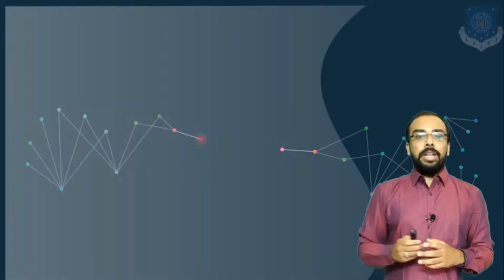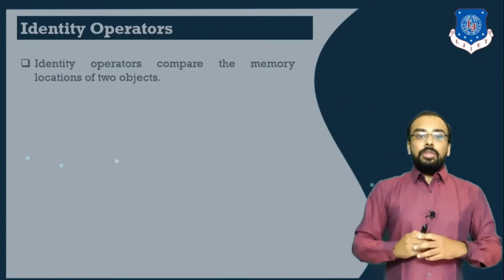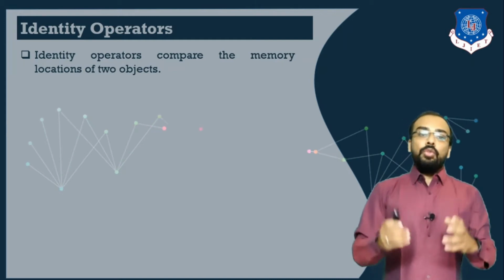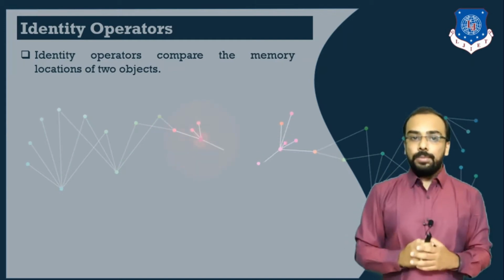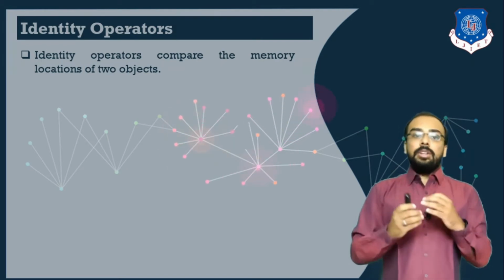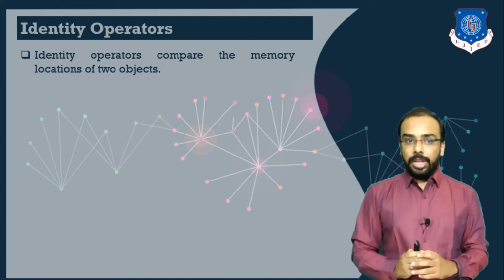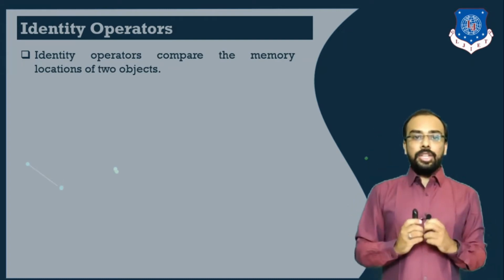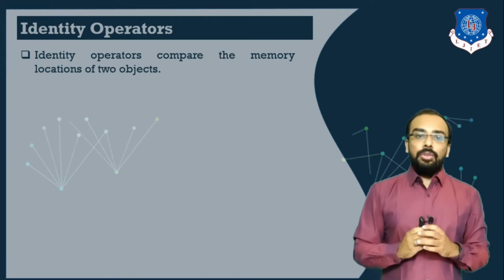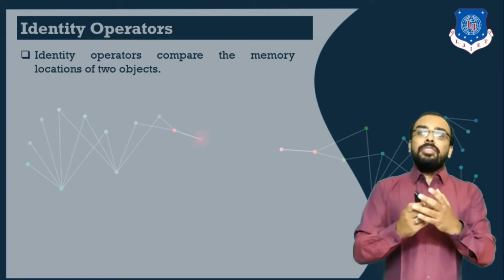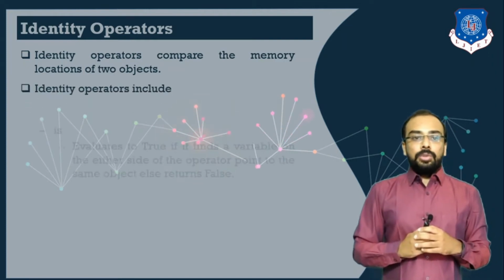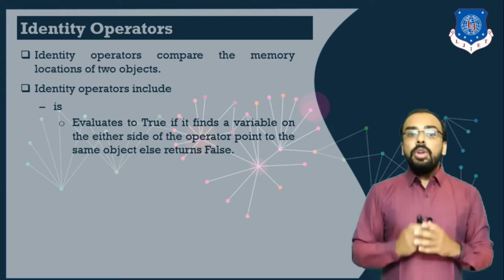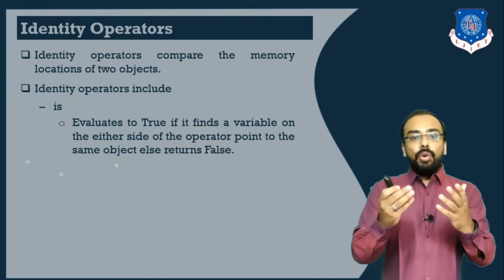The next operator that comes into the picture is the identity operator. What is the identity operator used for? Identity operators are used to compare the memory location of two objects. As we know, integers and strings are all treated as objects. Whenever you want to check whether two different objects are pointing to the same memory location or not, at that time we have to use identity operators. What are the different identity operators provided by Python? The first one is the is operator. This is a boolean operator, that is, it either returns true or returns false.